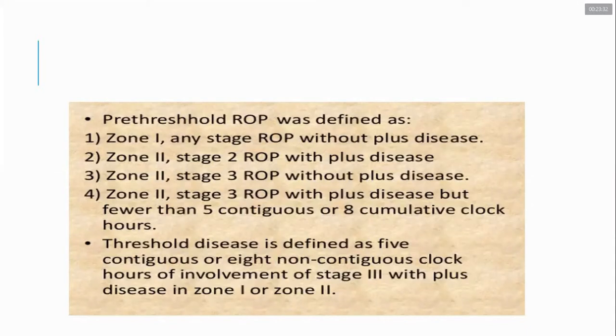Now, pre-threshold ROP was defined by Zone 1, any stage of ROP without plus disease, and Zone 2, stage 2 ROP with plus disease, and Zone 3, stage 3 ROP without plus disease, and Zone 2 stage 3 ROP with plus disease, but fewer than 5 contiguous or 8 cumulative clock hours. So threshold disease is defined as 5 contiguous or 8 non-contiguous clock hours of involvement of stage 3 with plus disease in Zone 1 or Zone 2. So, okay, this is a little bit difficult for you to understand, but at least if you know the 3 zones and stages, it is enough for you.